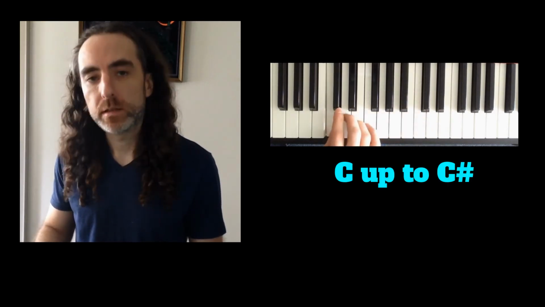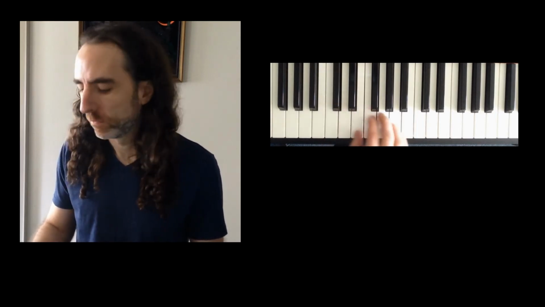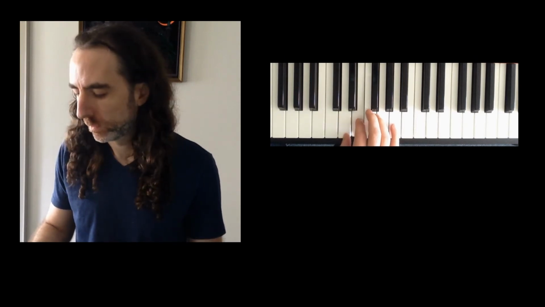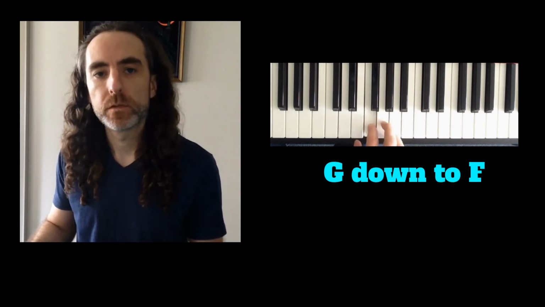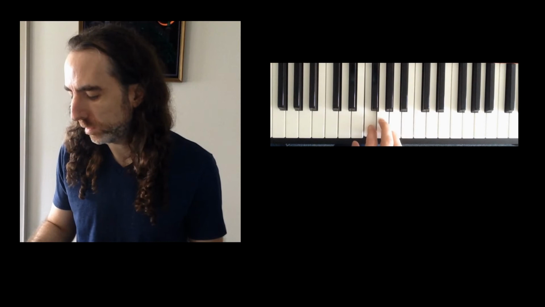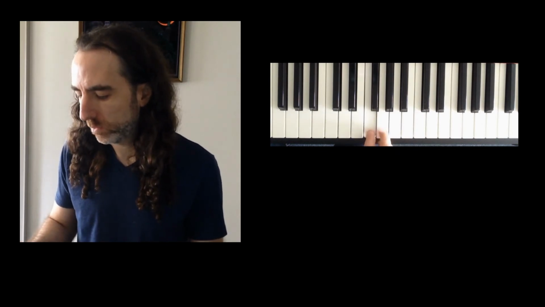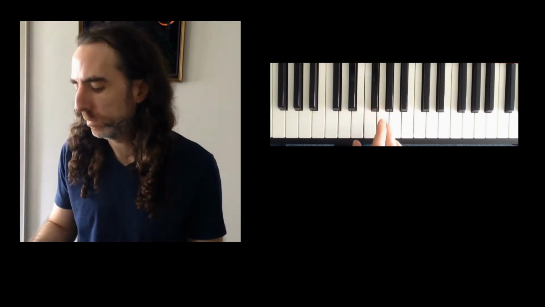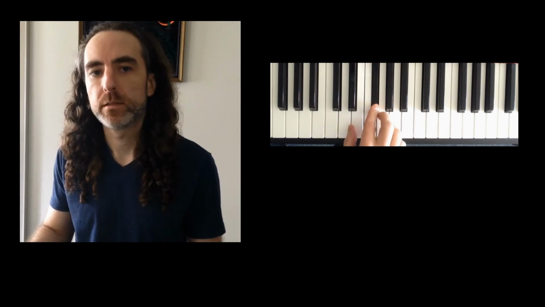So from C to C sharp is considered one semitone. From F down to E is considered one semitone. And if you wanted to go from G to F, that would be considered two semitones because of this note right here. So even though the notes look like they're next to each other, you have to consider the black key, F sharp. In order for it to be a semitone, it has to be directly adjacent.